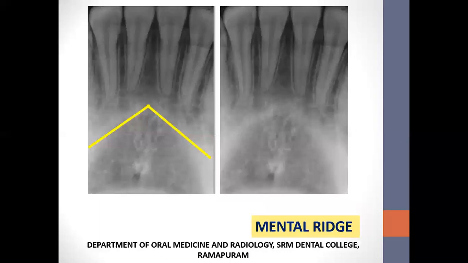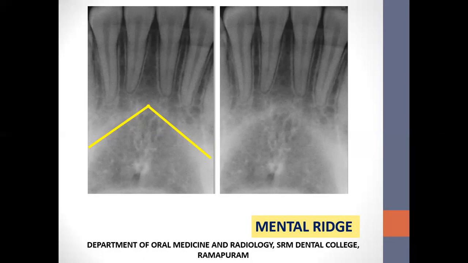The next landmark is the mental ridge. On intraoral periapical radiographs of the mandibular central incisors, the mental ridge or protuberance may occasionally be seen as two radio-opaque lines sweeping bilaterally forward and upward towards the midline. They are often of variable width and density and may extend from low in the premolar area on each side up to the midline, where they lie just inferior to or superimposed on the mandibular incisor tooth roots.